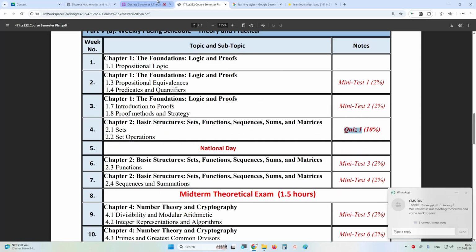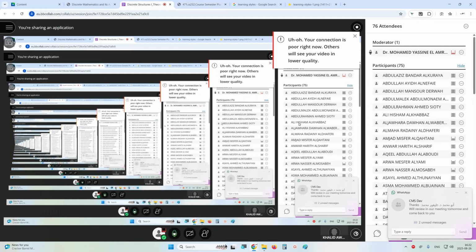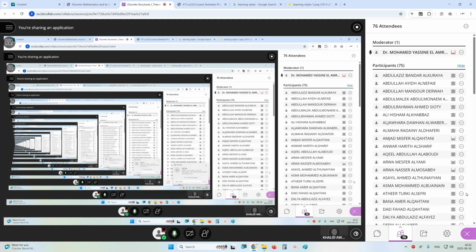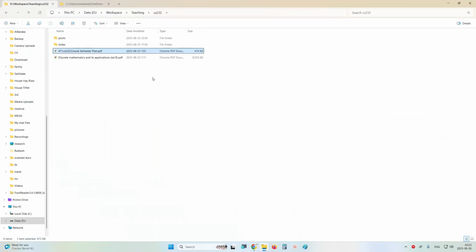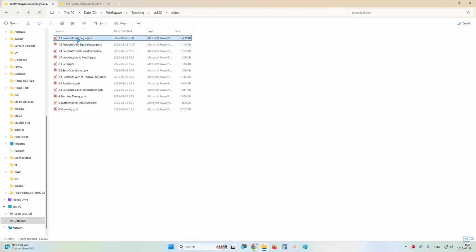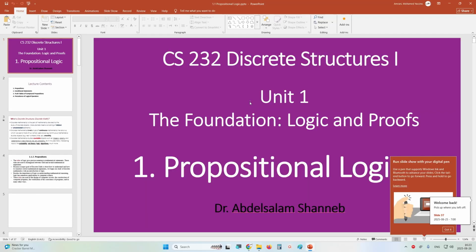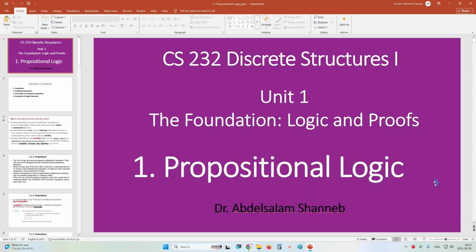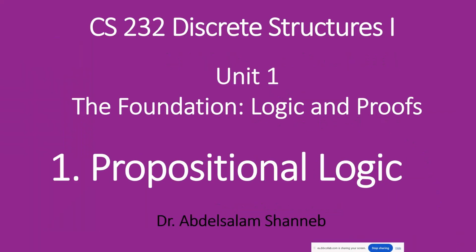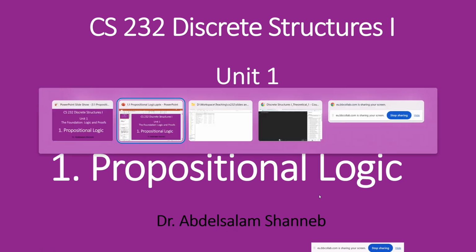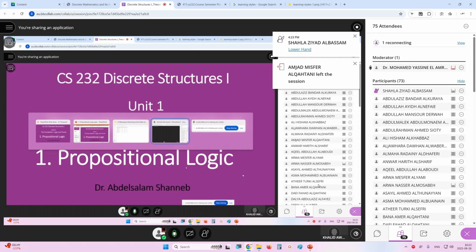All right. Okay. So this being said, let's start with our first topic, which is propositional logic. Again, if you have any question, just raise your hand so I can see it and I can stop and answer it. So these files were done by Dr. Abdul Salam, who retired from the college.